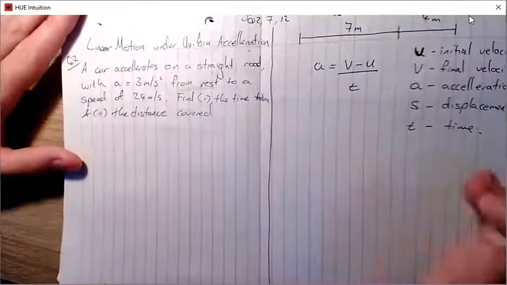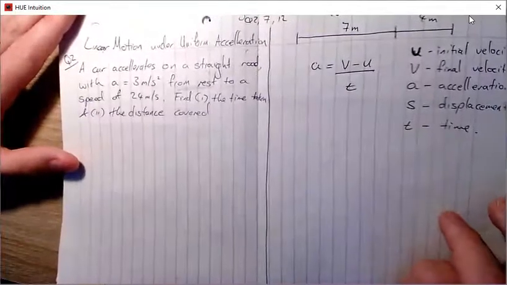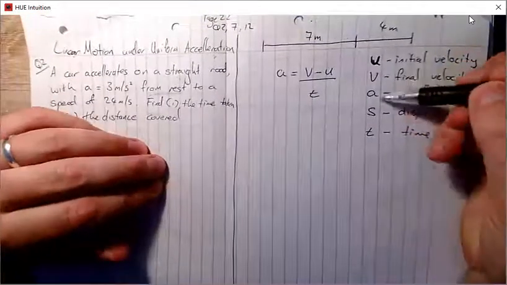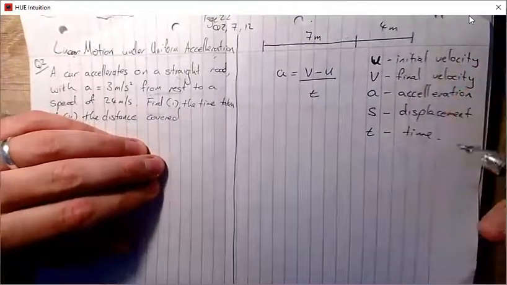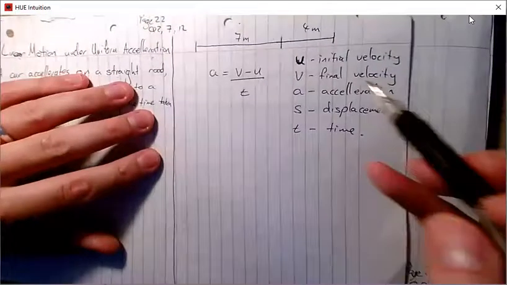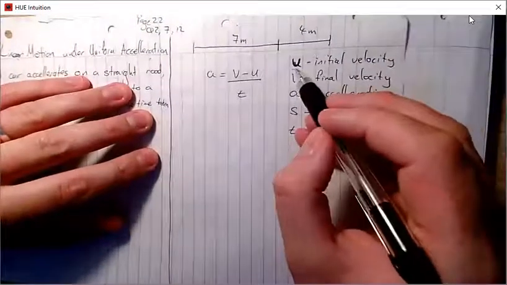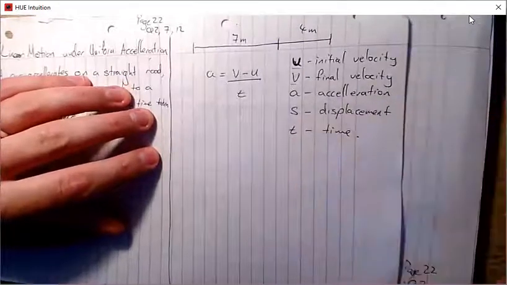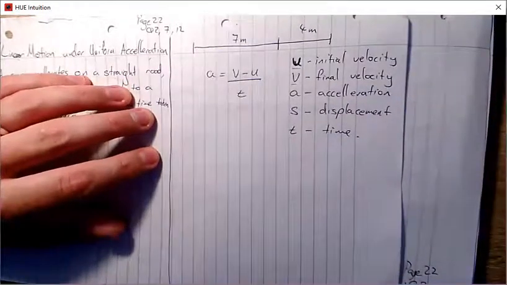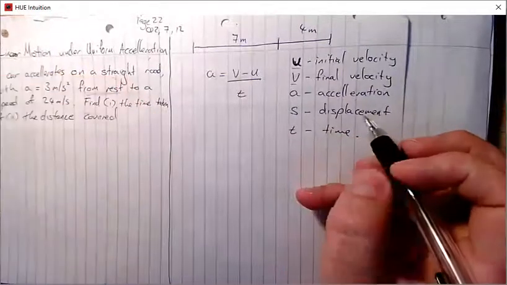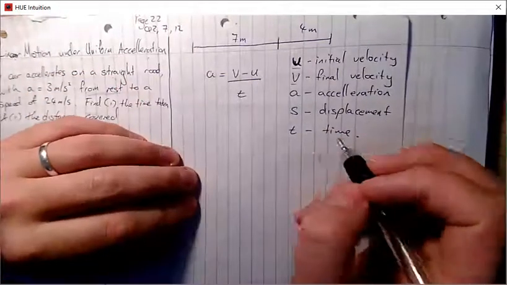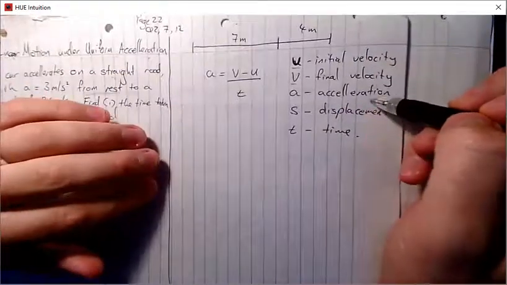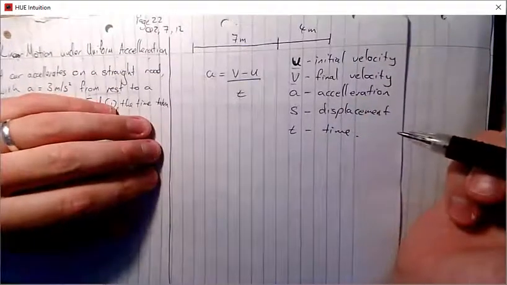To approach uniform acceleration questions, we are going to use what's called UVAST equations, where we've got these 5 variables we work with. Initial velocity is u. We use v for final velocity, a for acceleration, s for something called displacement, which I'll talk about in a second, and t for time, so hence UVAST. Velocity, acceleration, and displacement are all vector quantities.